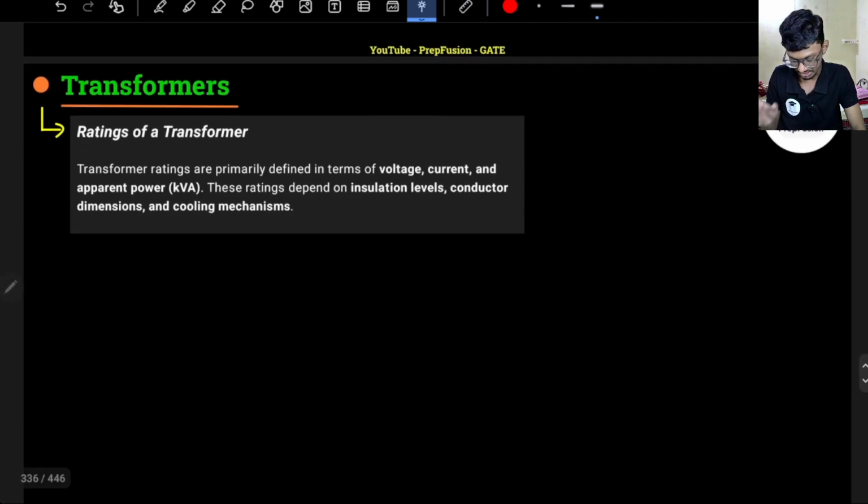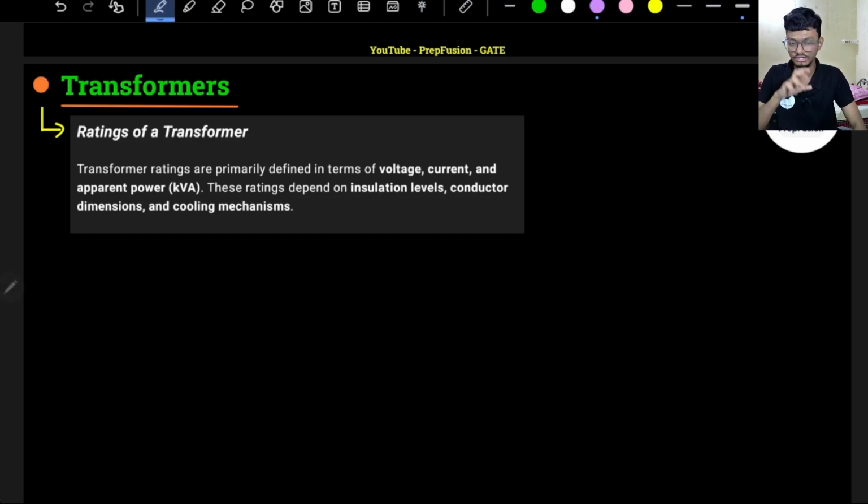Now we will roughly discuss the ratings of a transformer. Transformer ratings are primarily defined in terms of voltage, current, and apparent power. These ratings depend on the insulation levels, conductor dimensions and cooling mechanism. I want to calculate how the ratings change if I vary the dimensions of my transformer. Let's solve one by one. Let's first discuss the voltage rating. What happens to the voltage if the dimensions are scaled by K? We are only discussing the dimensions of the transformer. What will happen to the other ratings if the dimensions are scaled?